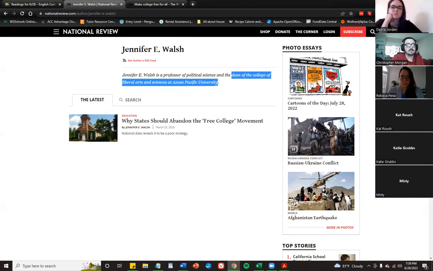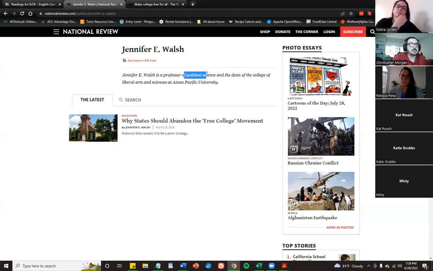And she's not just any administrator. She runs the College of Liberal Arts and Sciences. She is the highest ranking academic officer in that college, and she teaches political science. Again, not an economist, but she has more practical, personal, professional experience in education that, in this case, Bernie Sanders lacks. So just comparing them on that face, maybe what Walsh has to say has a little bit more practical application.